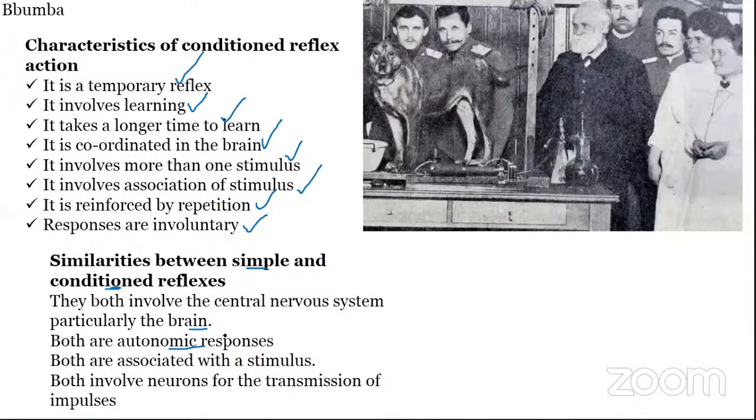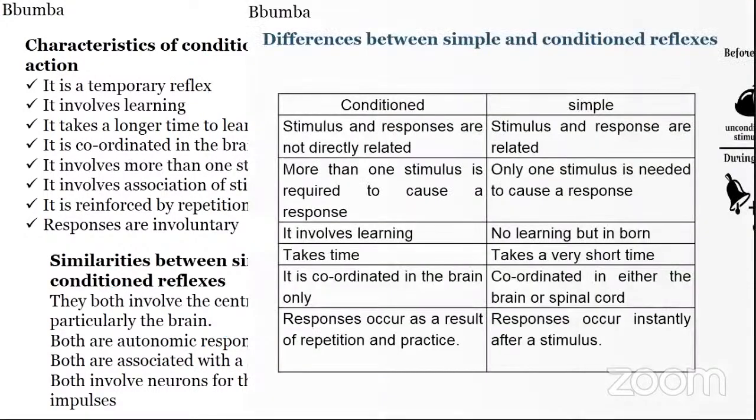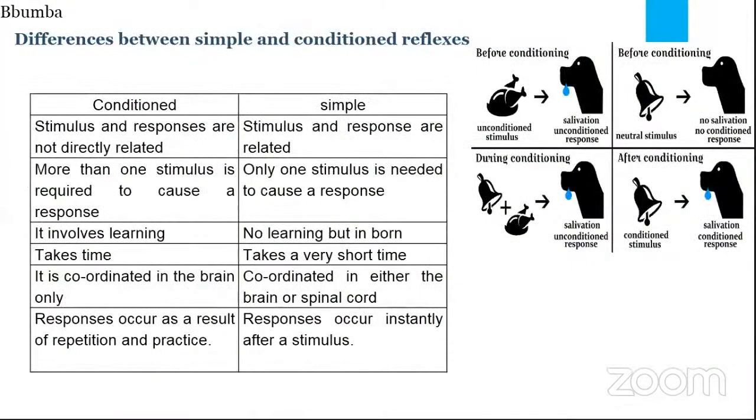I'll comment about the autonomic responses. I talked about them when I was looking at the peripheral nervous system, because the peripheral nervous system is divided into the autonomic and then the somatic. Then both are associated with the stimulus. You have given this answer, and then both involve neurons for transmission of impulses. You gave me those answers already. And then differences between simple and conditioned. With conditioned, the stimulus and responses are not directly related, because you can imagine, how is the bell related to food? But with the simple, stimulus and response are related.